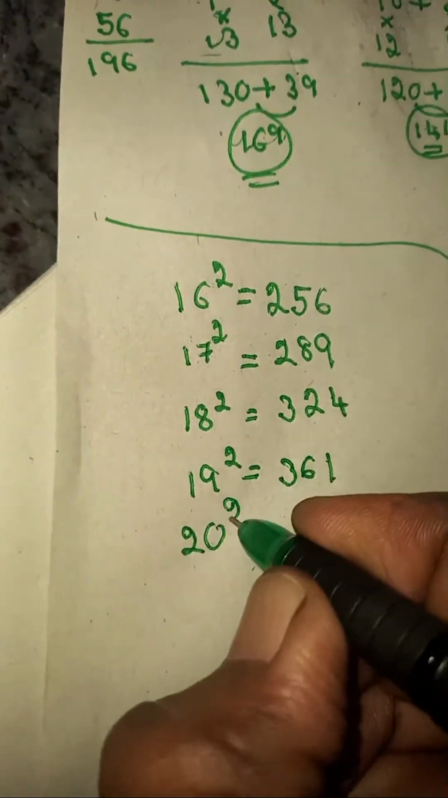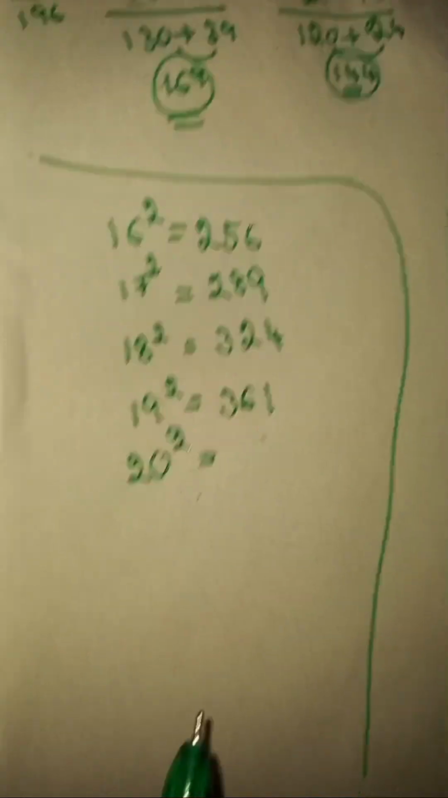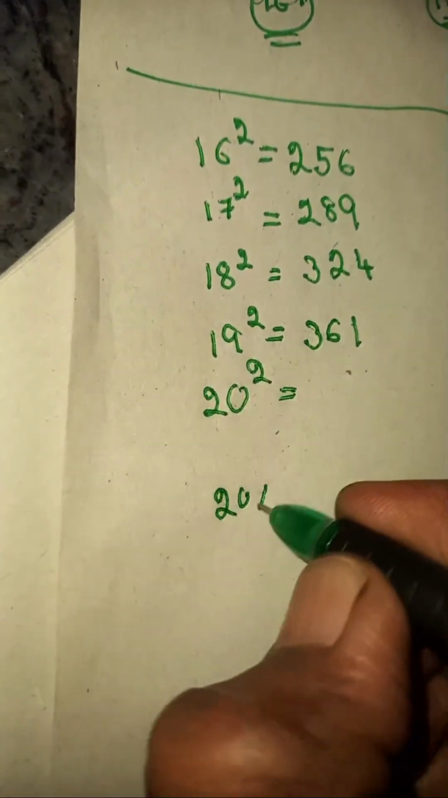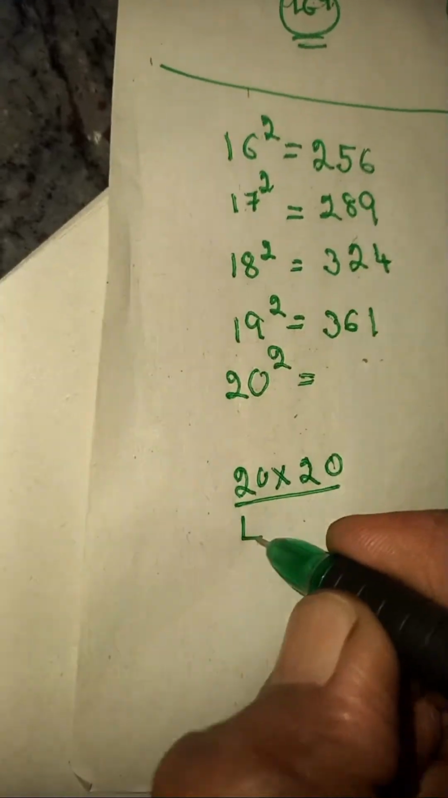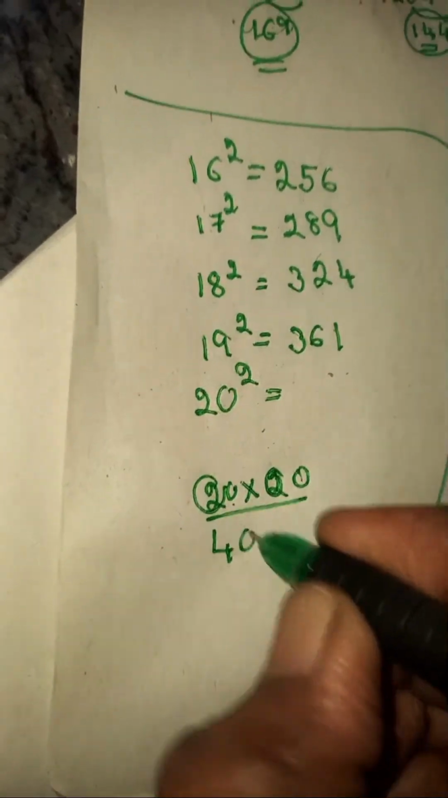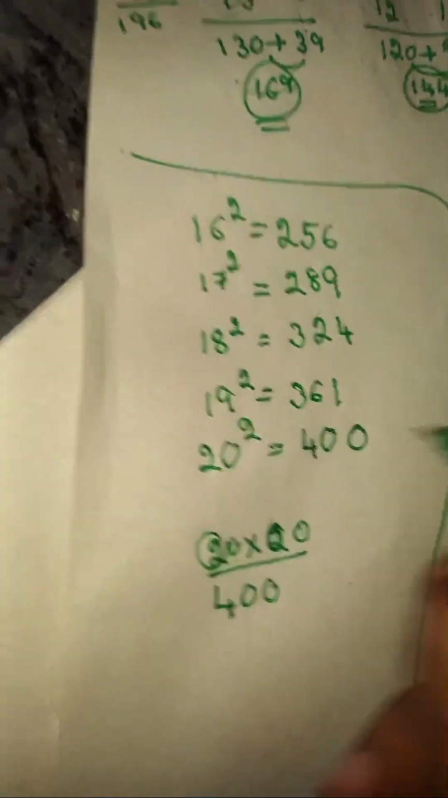And 20 square, you can do it easily. This 20 square is 20 times 20. 2 times 2 is 4, and you add 2 zeros, so that becomes 400. Now I'm going to do even more squares up to 100.